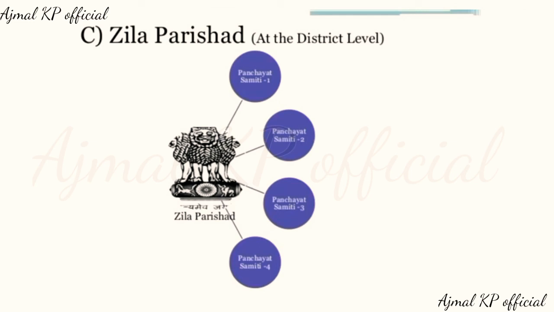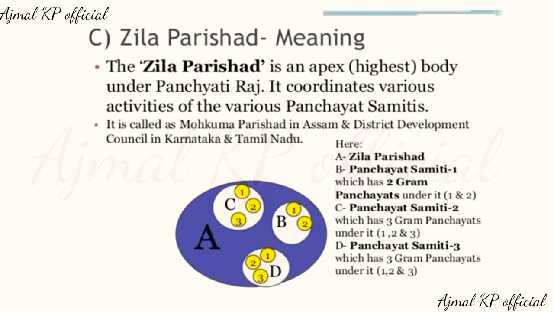It operates at the district level and looks after the rural areas of the district. The Zilla Parishad is a corporate body having perpetual succession and a common seal. It has the power to acquire, hold, and dispose of property and to enter into contracts. As a corporate body, it can be sued.